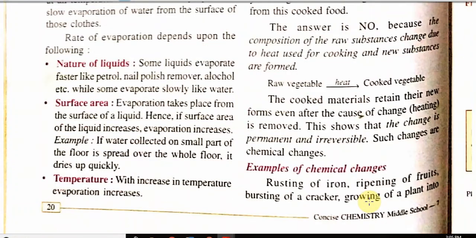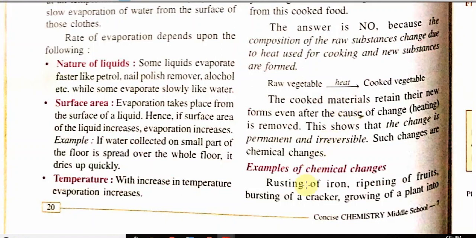is different. Just for example, consider that from wheat flour, that is called atta in Hindi, your mother prepares roti, that is bread. Can you get back atta from roti? No, because that is chemical change.